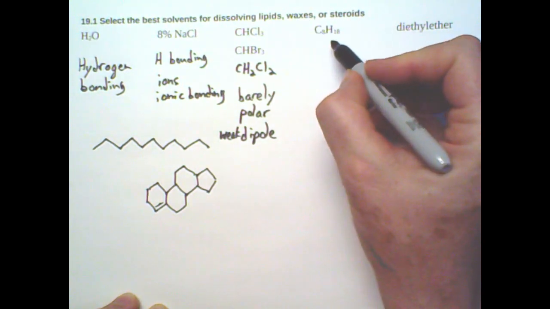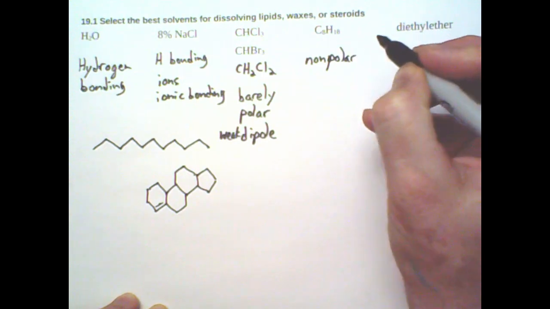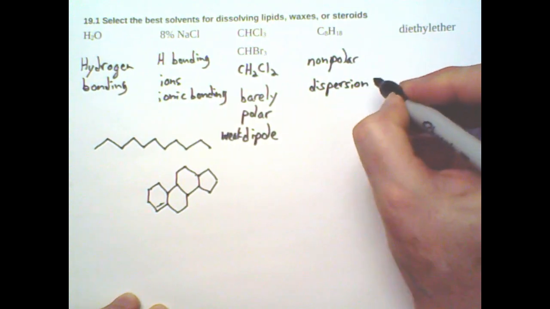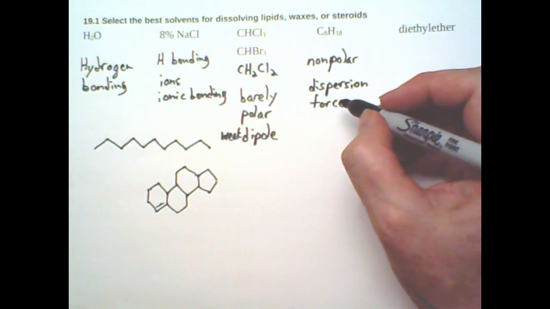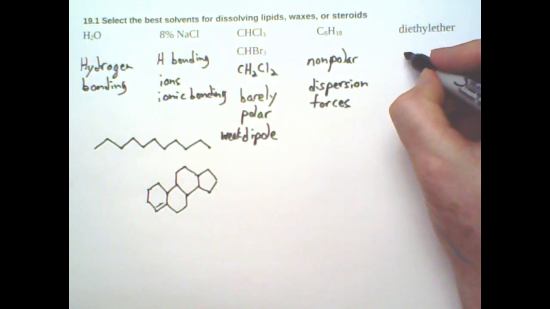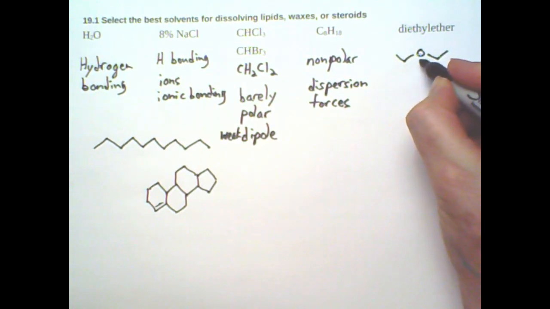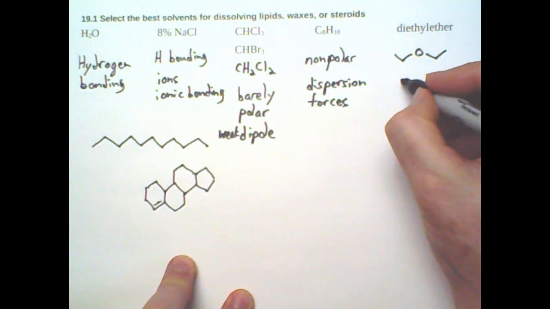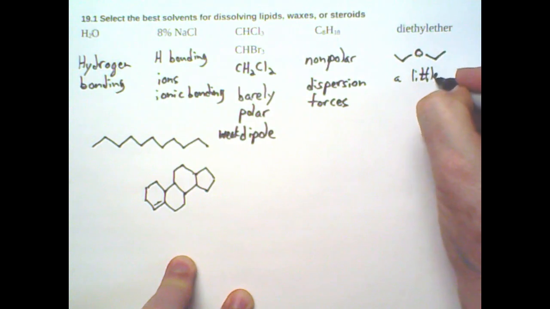Here we have octane. This is nonpolar with its London dispersion forces. These induced dipole forces are weak and very weak and temporary. And then diethyl ether, we can draw that. It's got our 2 ethyl groups on each side of an oxygen to make it an ether. This also is just a little polar.